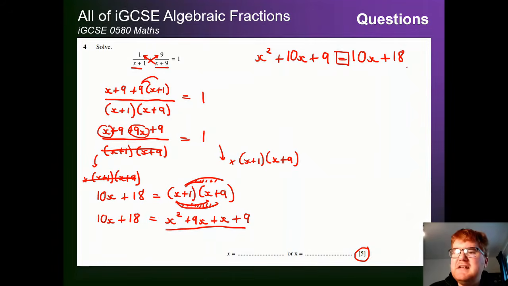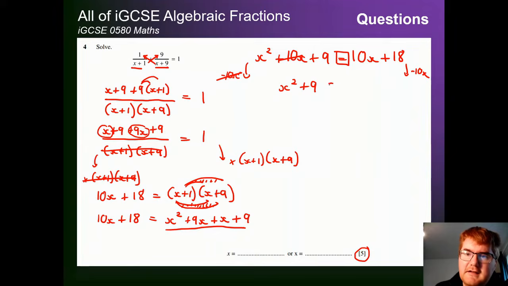Now let's get rid of the 10x. So the opposite of adding 10x is minusing 10x from both sides. Get a nice massive cancellation here. So this and this disappear, giving us x squared plus 9. This cancels with this, giving us 18. We're almost there. Keep with it. So we've got an add 9 here. So the opposite of that is minus 9. So this cancels, leaving us x squared. 18 minus 9 is equal to 9.